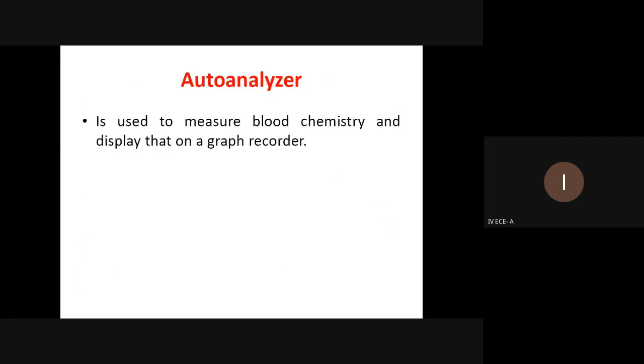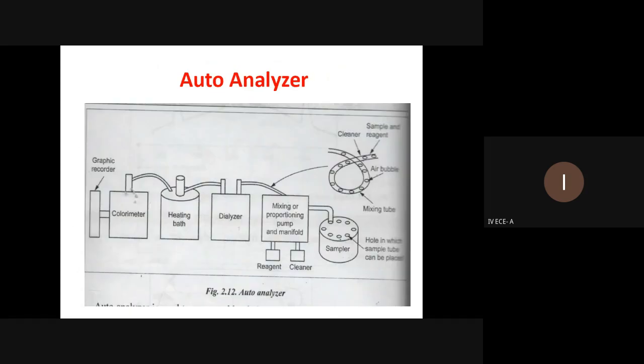Followed by the auto analyzer. So this is an auto analyzer. The auto analyzer is used to measure blood chemistry and display that on a graphic recorder. It contains various blocks which are explained here. Samples are fed into the analyzer by using a sampler, mixing or proportioning pump and manifold. Okay, this is the main subsystem of an auto analyzer.